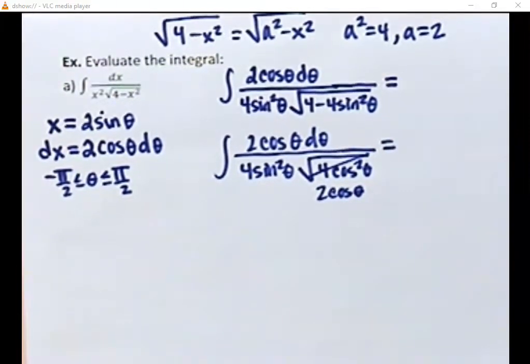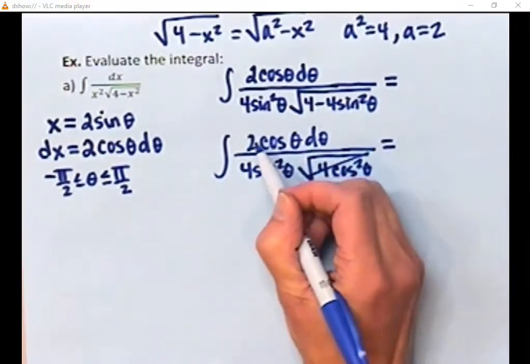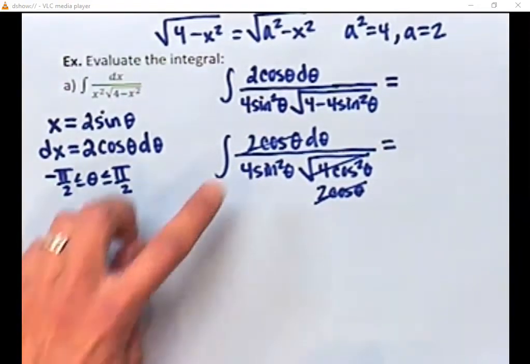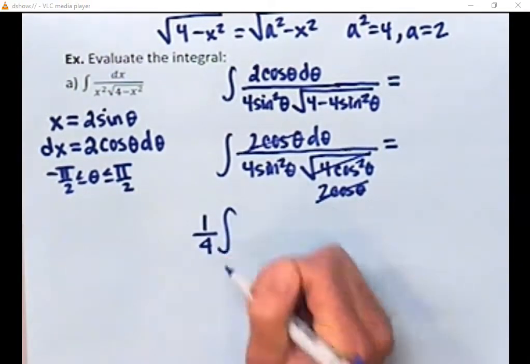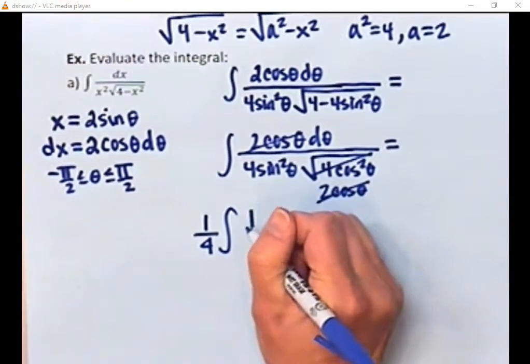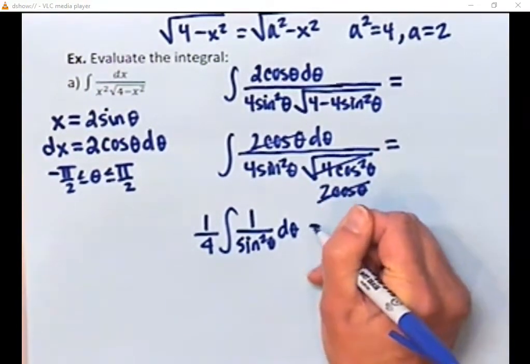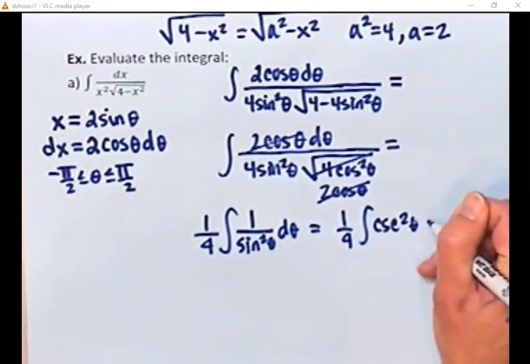How is that going to help me? It cancels with the numerator. So notice 2 cosine theta, 2 cosine theta, I can reduce those out. They're gone. So really, what do I have left here? I have a 4th, right? A 4th you could take out front. And what else do I have? You have 1 over sine squared. What is that? Cosecant squared, right? So I could rewrite this as the integral of cosecant squared of theta.